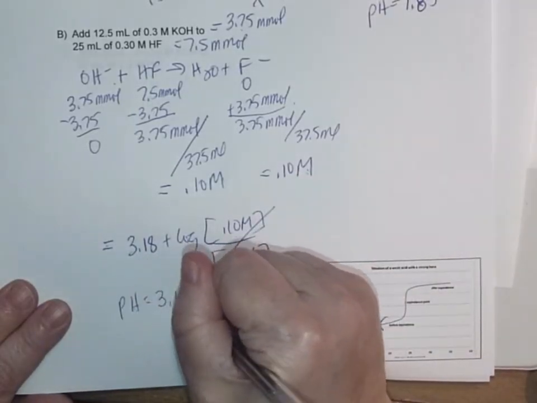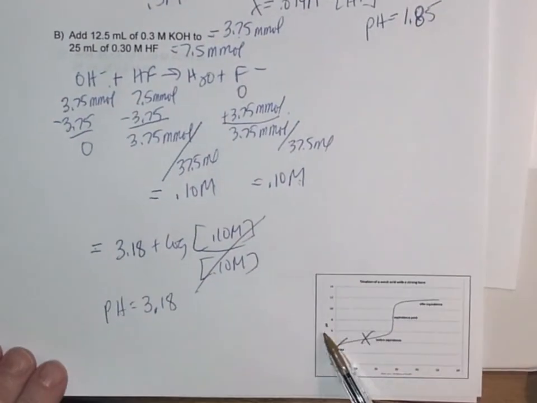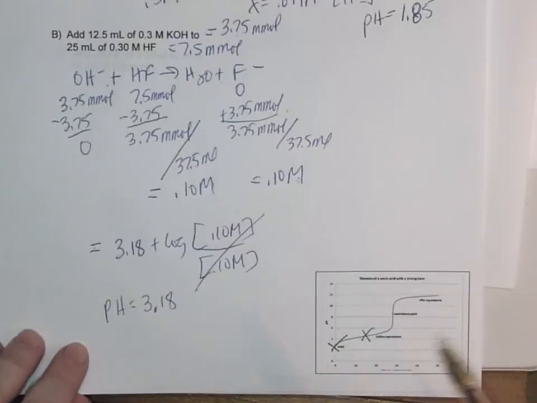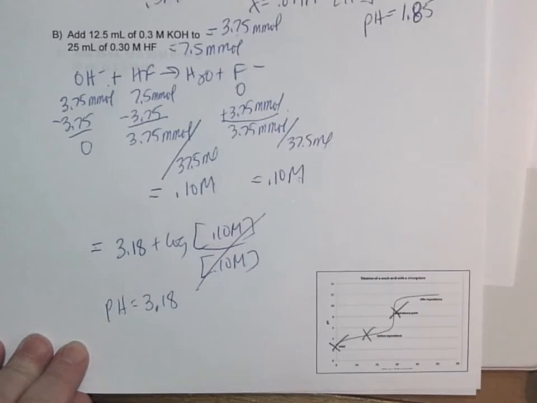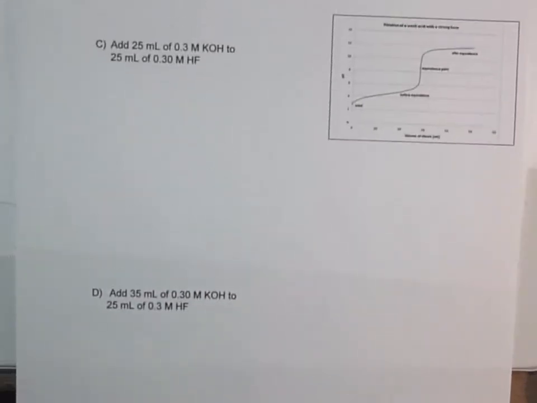And I now have a pH of 3.18. So I started at 1.85, and I'm now up to 3.18. The next one is going to be that equivalence point where they have the same millimoles of each. So let's take a look at that one.